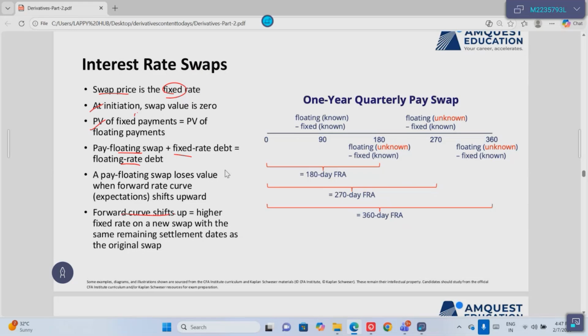1 year quarterly pay swap. We discussed this already. Correct. 180 day, 270 day, 360 days. These are the way a swap is basically mentioned in the exam, or maybe an FRA. You have to look at these terms to ensure that you understood it right. 1 year quarterly pay. Why quarterly pay? Because you pay at the end of every quarter. So these swaps are slightly more difficult than the other ones, and you have to look at basically how they are formed.